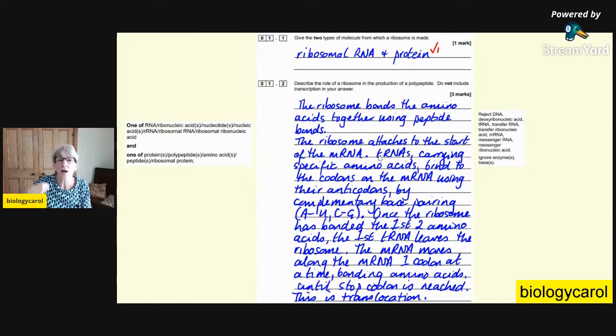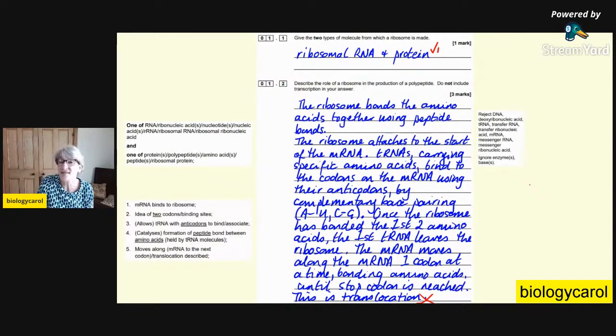As I am writing this, I am thinking ahead and thinking of the terminology that I can get into my sentences. And again, I put in that detail, A to U, C to G, to show the examiner I know it. Hardly any more time or words written. Once the ribosome has bonded the first two amino acids, the first tRNA leaves the ribosome. The ribosome moves along the mRNA one codon at a time, bonding the amino acids until the stop codon is reached. This, and I've just realized I've written, this is translocation. Clearly an absolute load of rubbish. It is translation, not translocation.